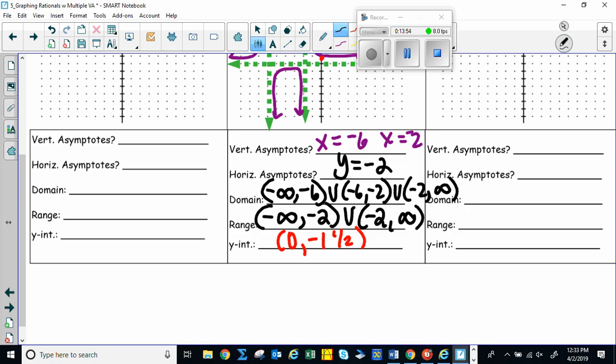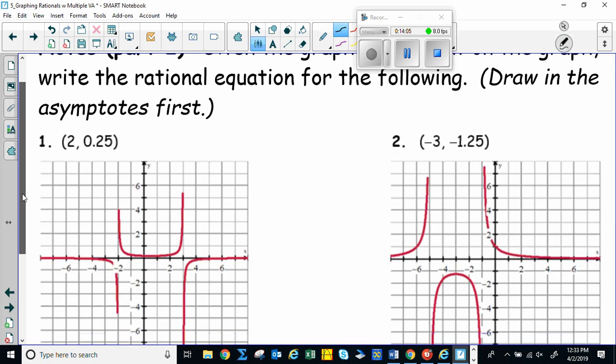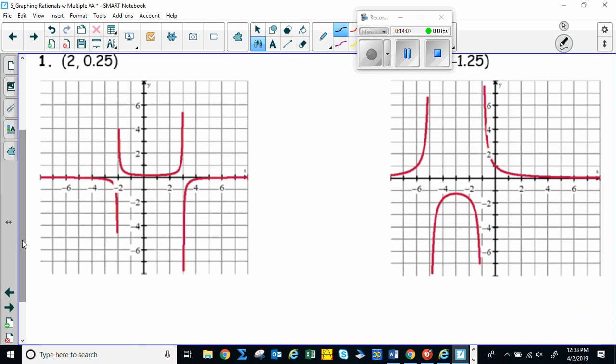How are you guys feeling, okay with the graphing? Yeah. All right, then let's move on. Let's look over at the right side of your paper. The other thing you're going to do is write equations given the graphs.